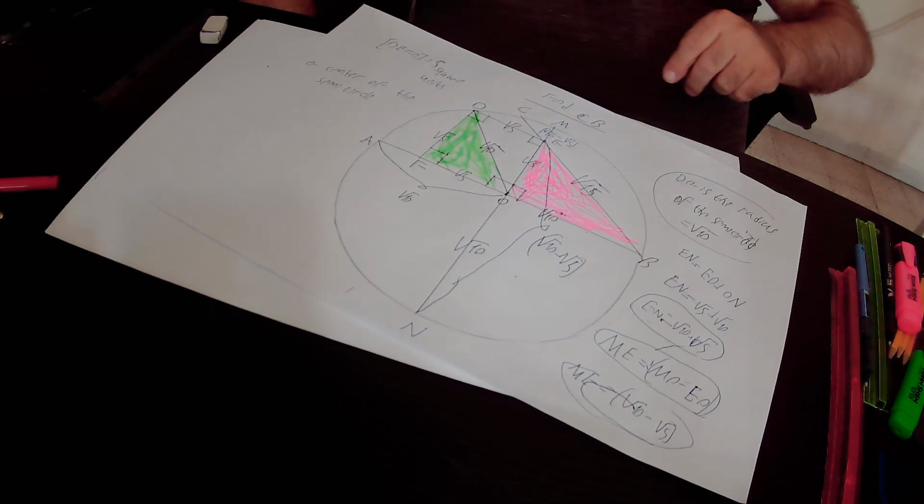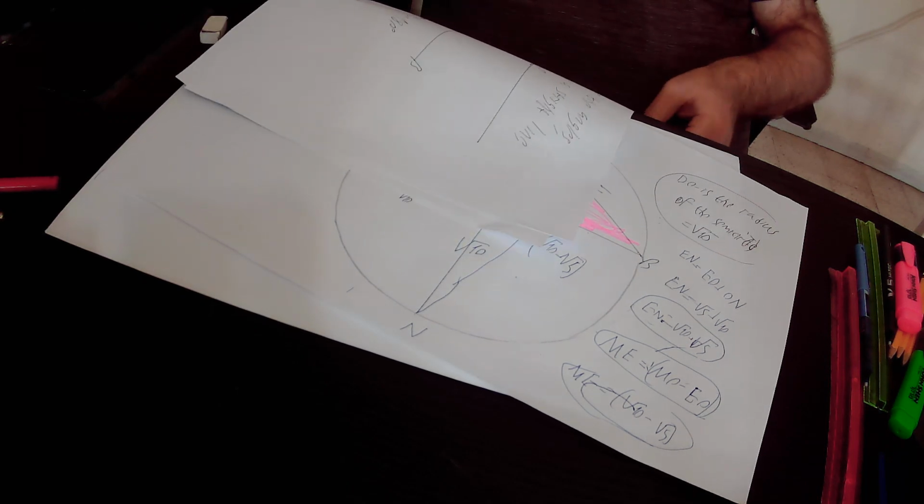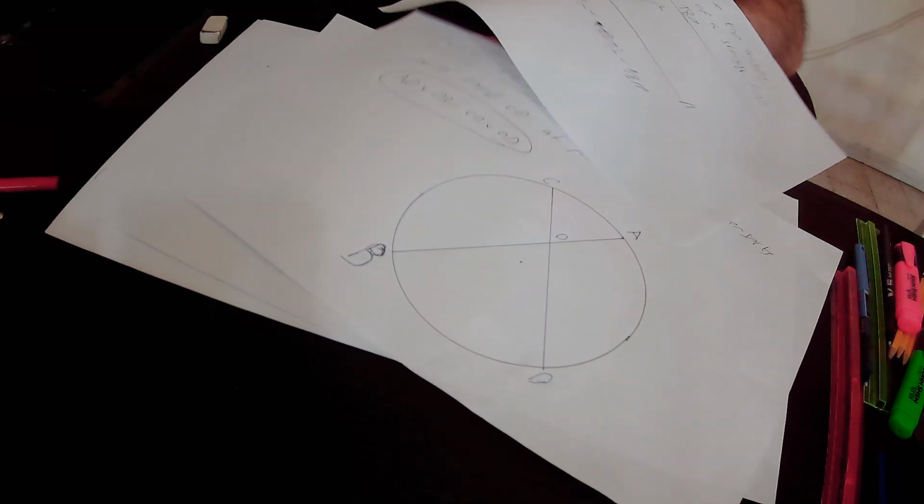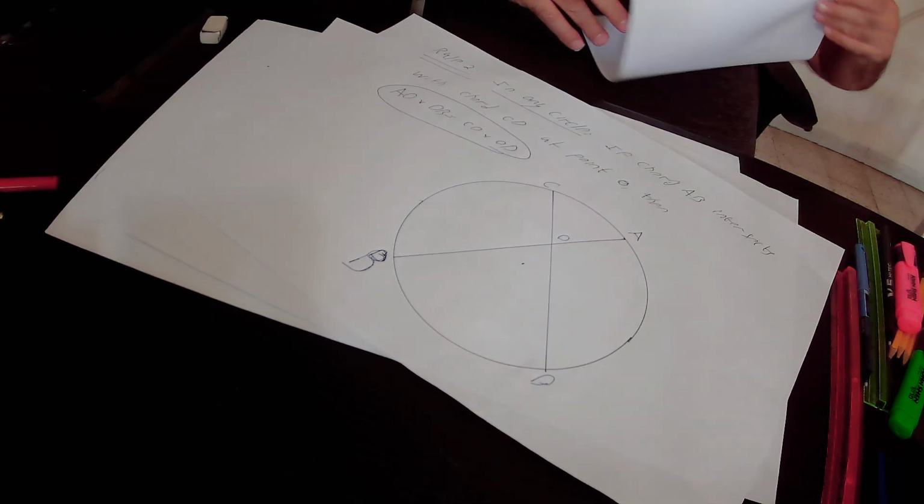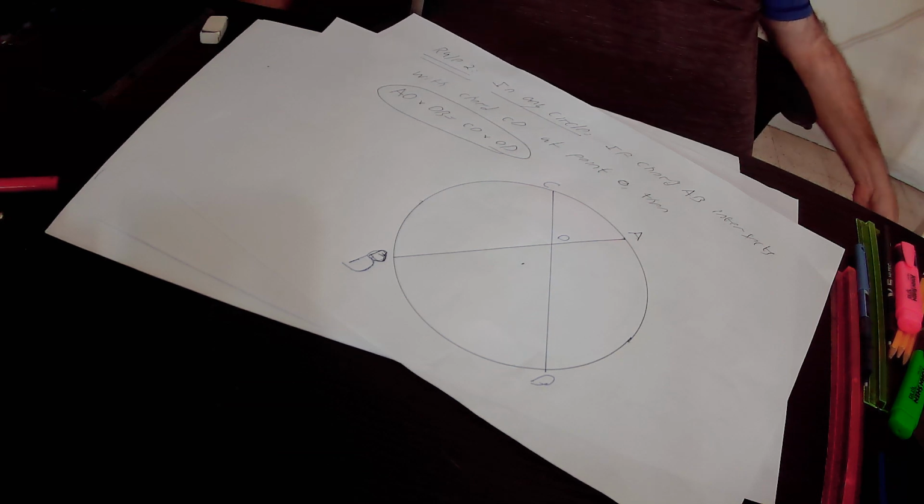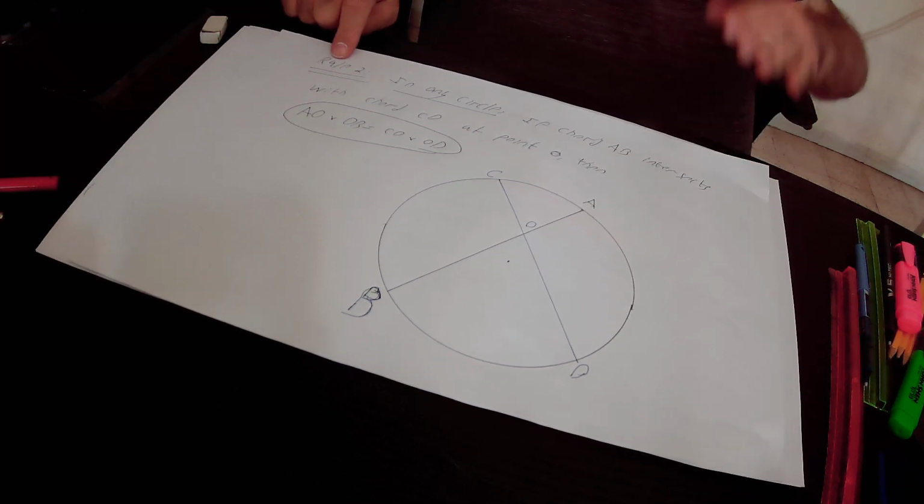Then I presented to you a new rule and implemented the new rule in our drawing. According to the new rule, that is actually rule number 2. Rule number 2 is true in any circle.